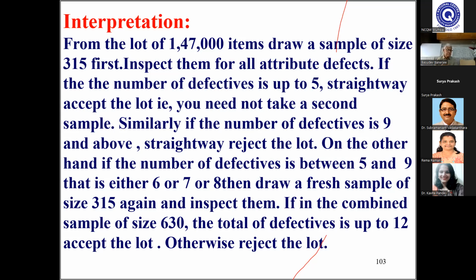On the other hand, if the number of defectives is between 5 and 9, that is either 6 or 7 or 8, then draw a fresh sample of size 315 again and inspect them. If in the combined sample size of 630, the total of defectives is up to 12, accept the lot. Otherwise, reject the lot. Clear? All of you are clear or not?